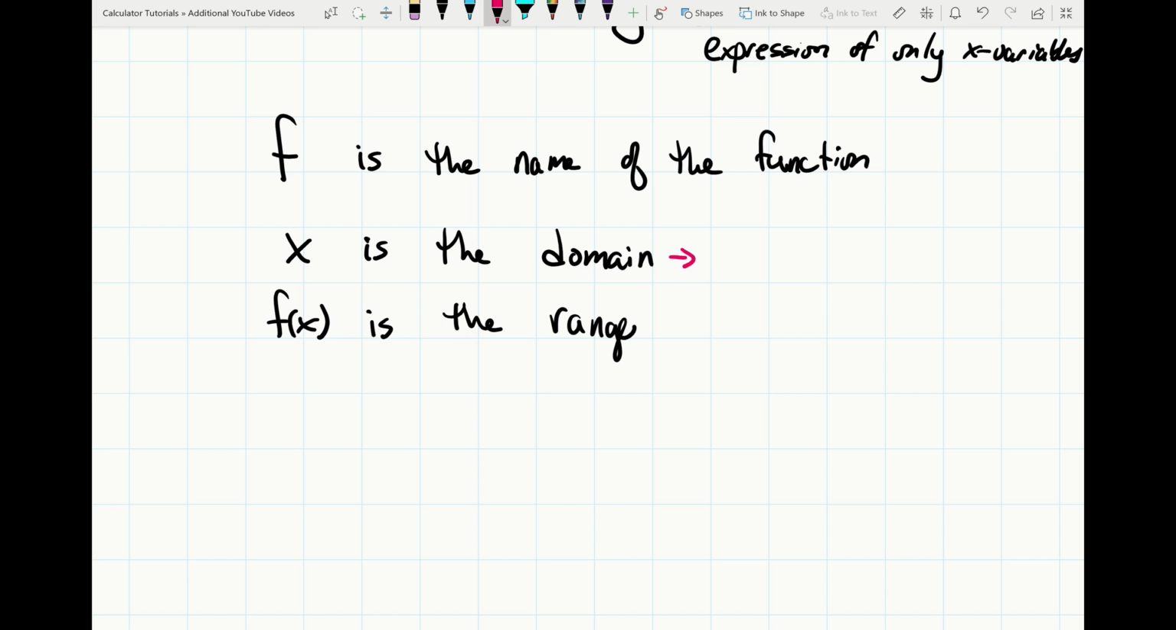We think of our domain as the independent variable, and then we think of our range as the dependent variable.